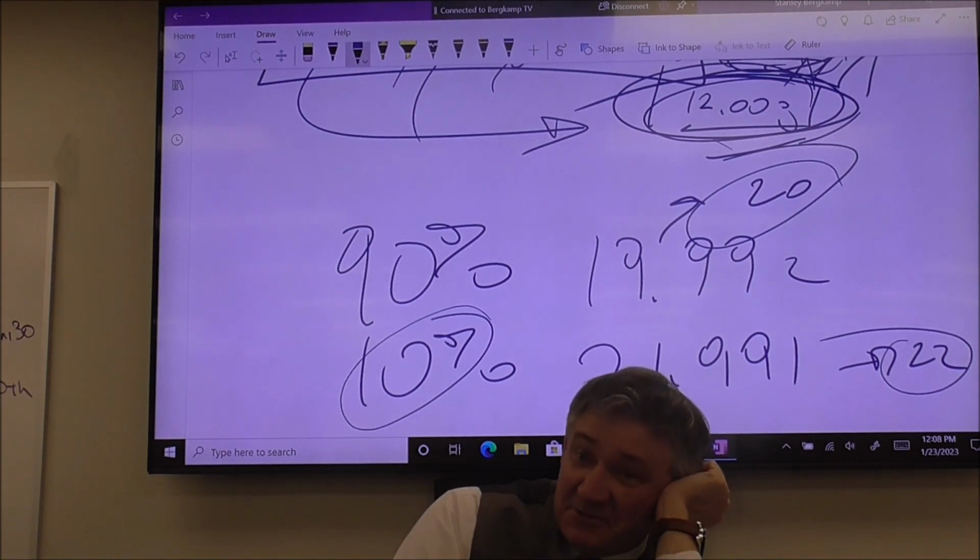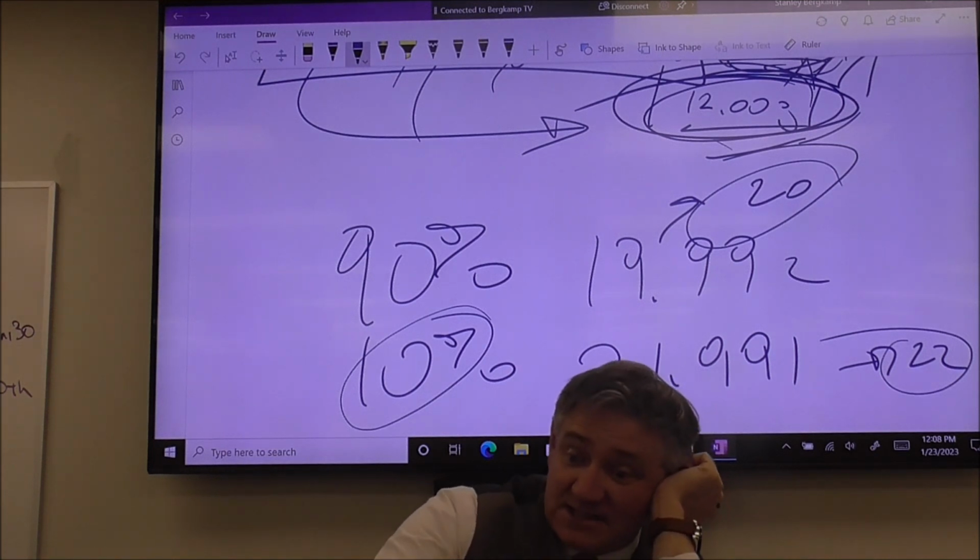Closer to 20? Yeah, 20, because that's the vast majority of them.